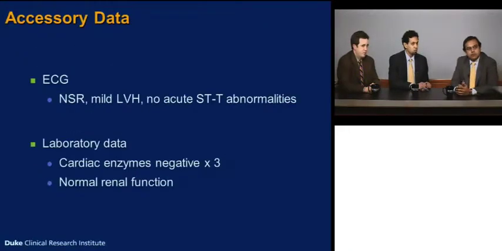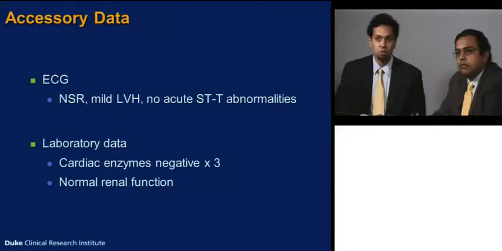His ECG was largely unremarkable as far as ST-T abnormalities go. He was in normal sinus rhythm, and he had mild left ventricular hypertrophy. His laboratory data was mostly notable for the fact that he had negative serial cardiac biomarkers and that he had normal renal function.